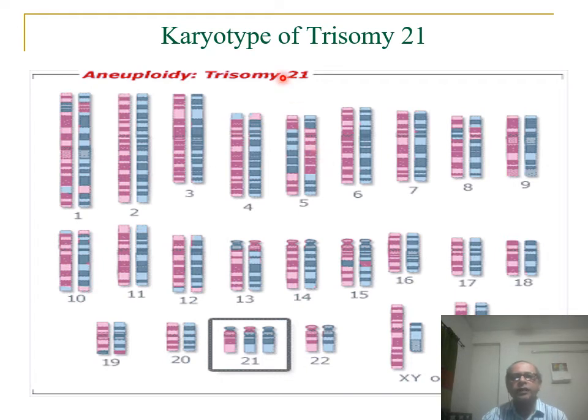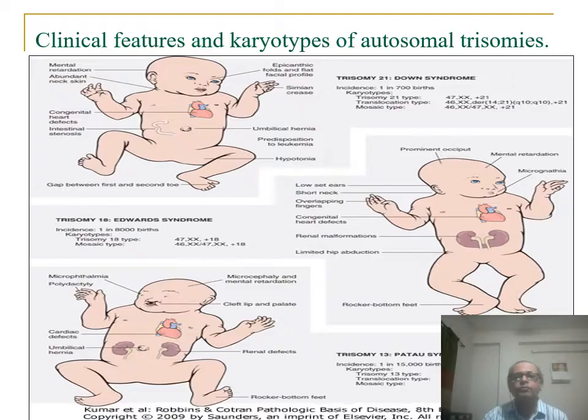This is the karyotype of trisomy 21. You can see here the 22 chromosome, and here is 21, number 1 is XX, and this is the sex chromosome. This is the Down syndrome patient features, and this is Edwards syndrome, and this is Patau syndrome.